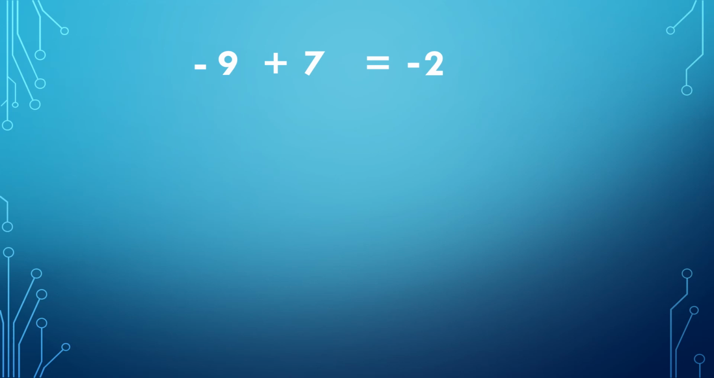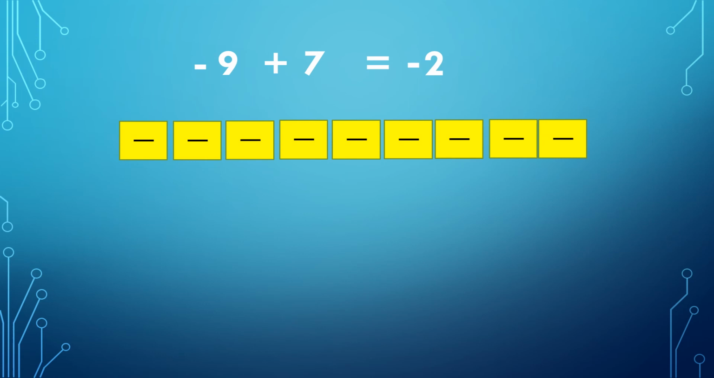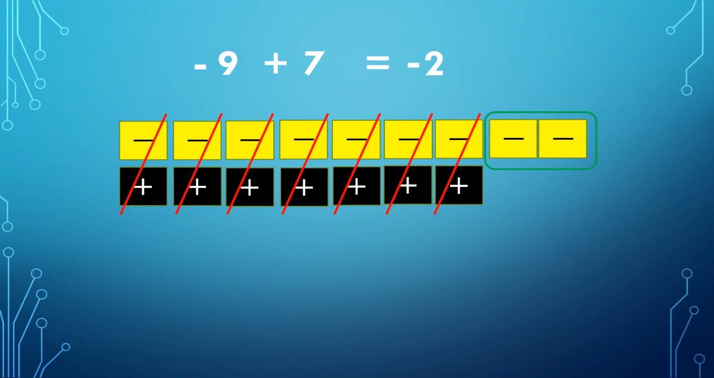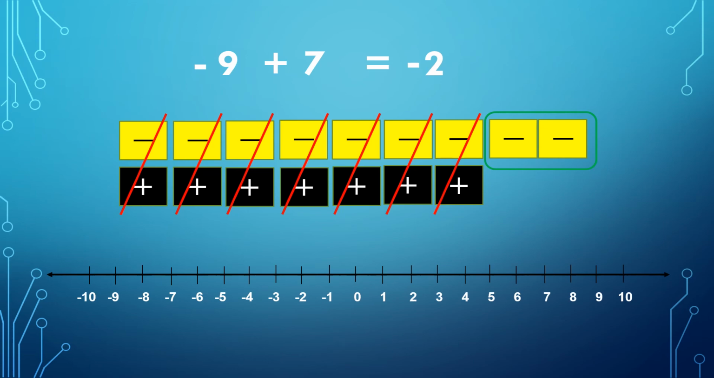How about if we use the sign tiles? We have 9 negatives and 7 positives. So we cancel 7 pairs of positive and negative tiles. How many tiles were left? Correct. We have 2 negative tiles left.